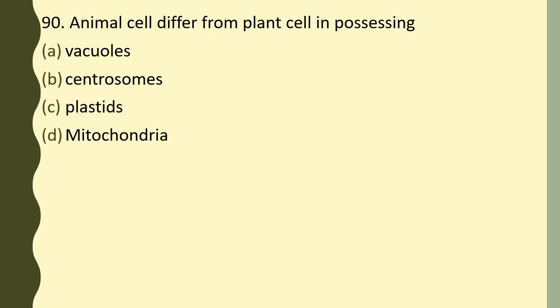Question number 90. Animal cell differs from plant cell in possessing vacuoles, centrosomes, plastids, mitochondria. Correct answer is option B, they possess centrosomes.